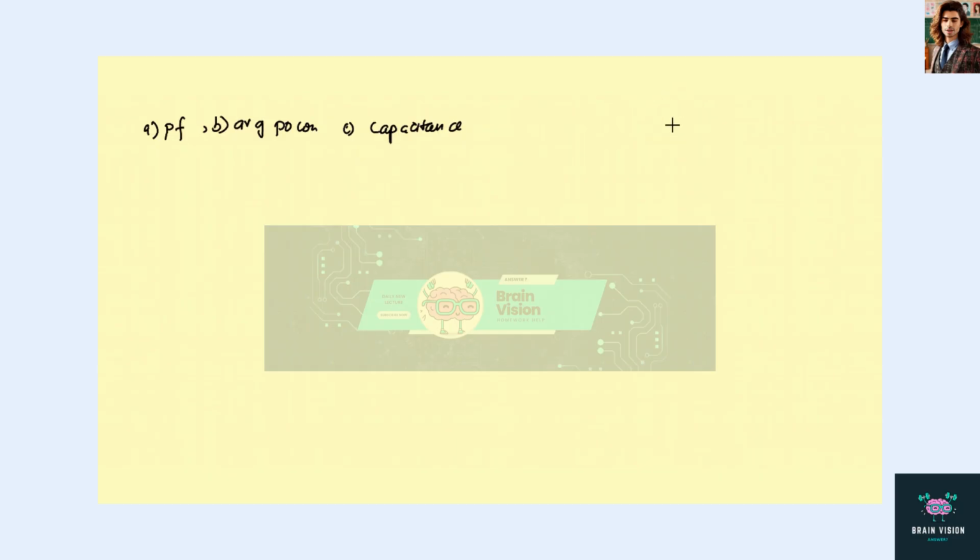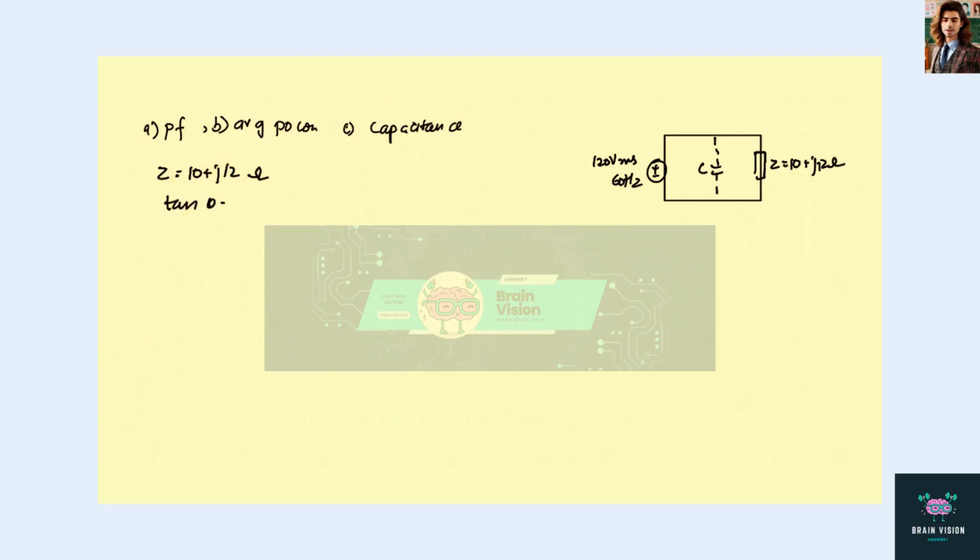And the circuit is, the capacitance is connected here. The load Z is equal to 10 plus j12 ohm, and here is the voltage source 120 V RMS with 60 Hertz. Now considering the load of impedance Z, which is equal to 10 plus j12 ohm, here tan theta is equal to 12 by 10.